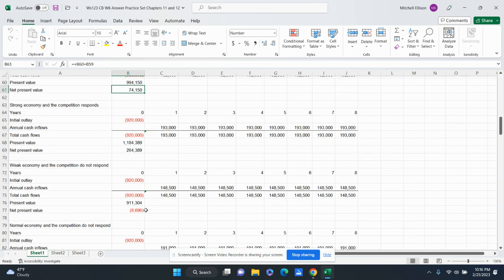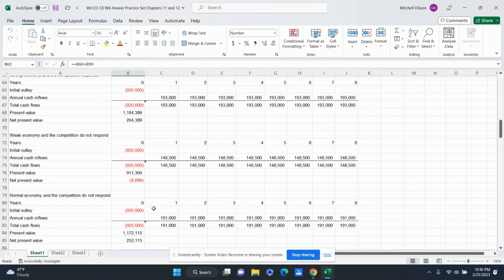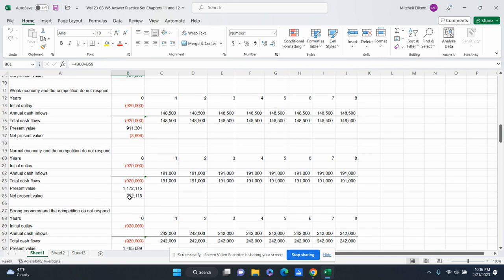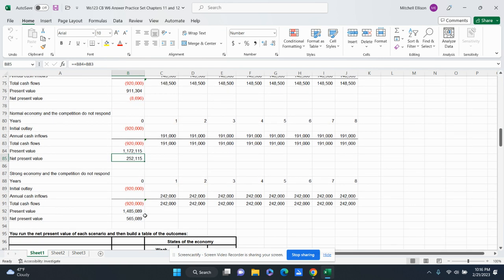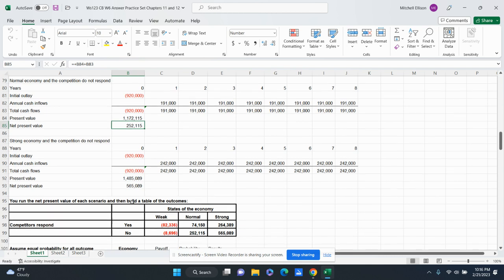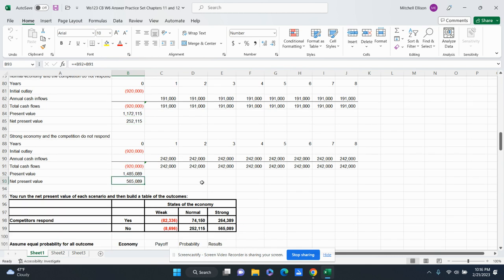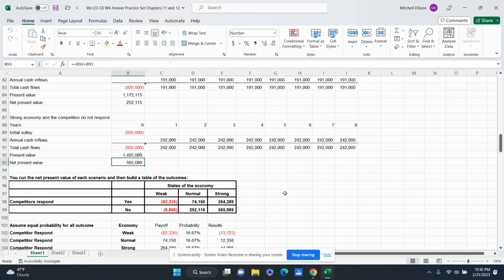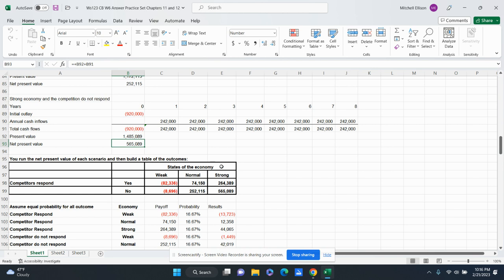Negative 264,000, negative 8,696, positive 252,115, and a positive $565,089. And so there's your table there.